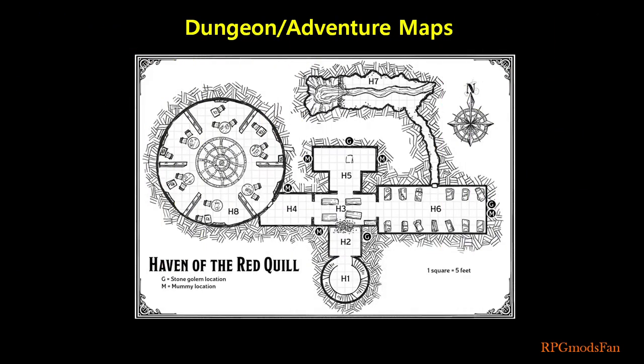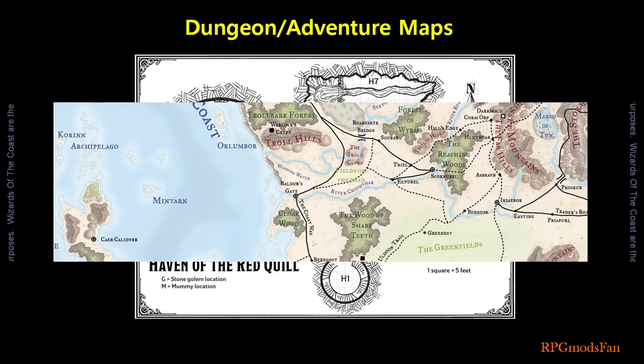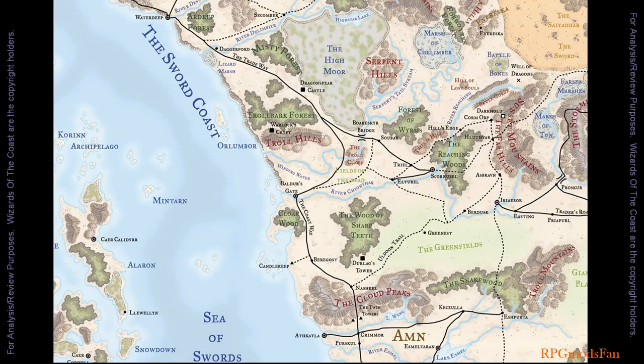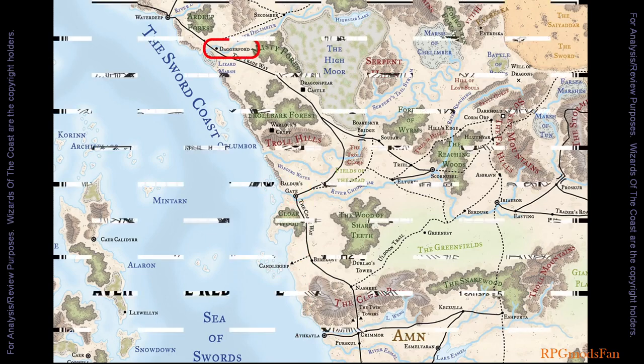I will now walk through the Adventure 1 map. However, before I do so, I will point out the various locations mentioned in the adventure. The player characters start off in Candlekeep, which is a little more than halfway down on the displayed map. Baldur's Gate lies north of Candlekeep. Further north lies Daggerford, where the ruins of the Haven of the Red Quill lie nearby.